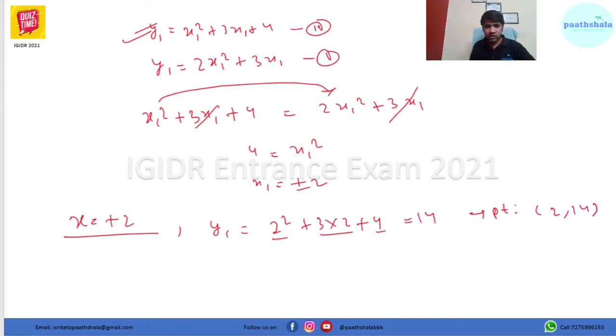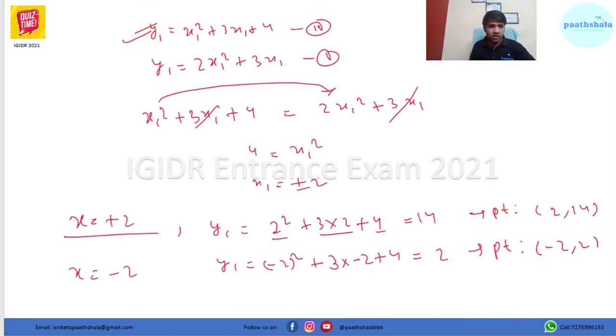Now let's say if I take x equals to minus 2, so this will come out to be minus 2 square plus 3 into minus 2 plus 4. Okay, here it will come out to be 4 plus 4 is 8 minus 6, so this will come out to be 2. So we'll get the point that will come out to be minus 2 and 2.